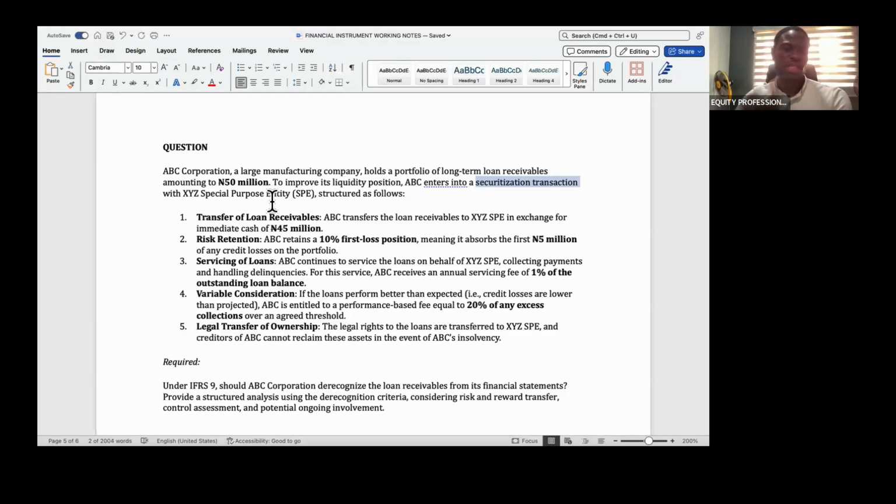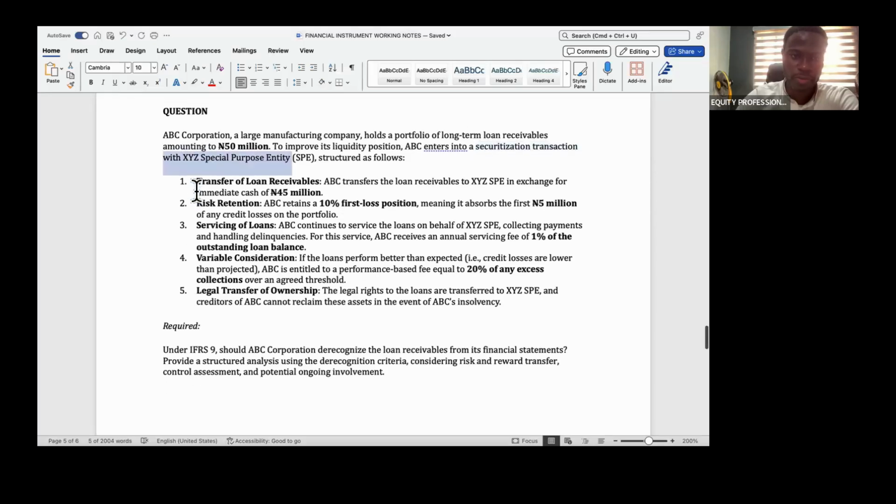So ABC enters into this transaction with XYZ SPE, and this is how. Number one, it's a transfer of loan receivables, which means that ABC transfers the loan to XYZ SPE in exchange for immediate cash of 45 million. I think that's clear. So they are giving ABC Corporation cash immediately, which is what he wants anyways.